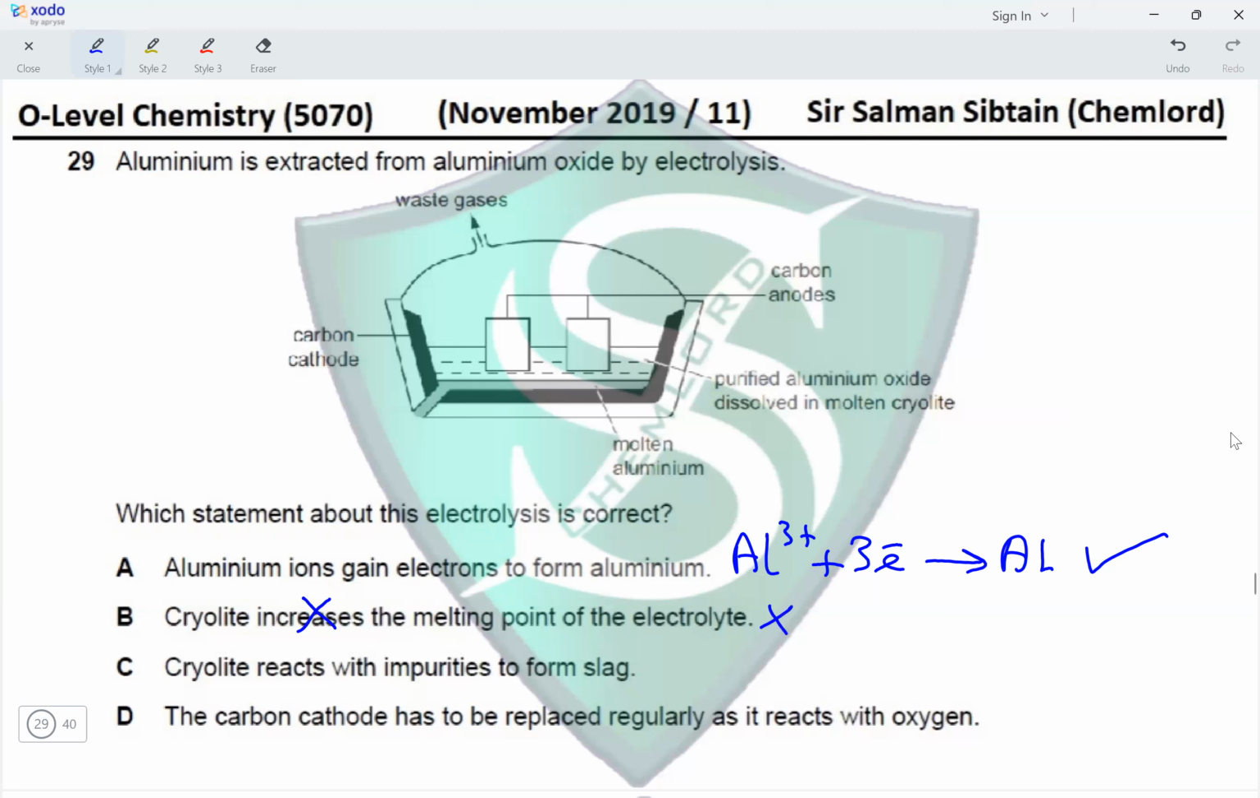Cryolite reacts with impurities to form slag. No, it is used to dissolve bauxite, the ore for aluminum. The carbon cathode has to be replaced regularly as it reacts with oxygen. No, the carbon anode, because the anode is made of carbon and oxygen is produced at the anode at the high temperatures used. The oxygen reacts with the carbon of the anode and burns it away as CO2. So anodes will have to be replaced at regular intervals. So this makes option A the correct option for this question.